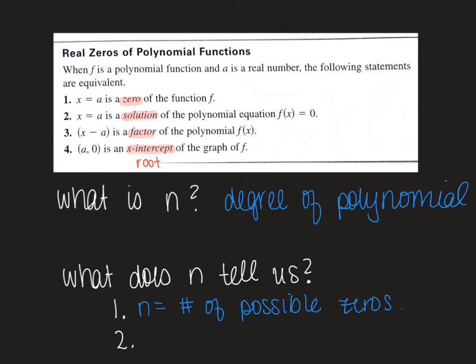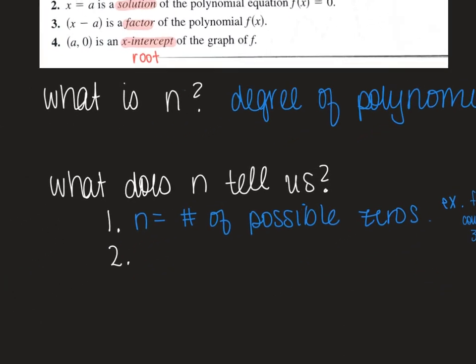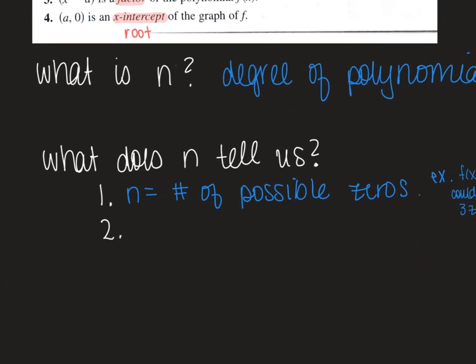So if you have something that has a degree of 3, for an example, if you had f of x equals x cubed, that could potentially have 3 zeros. It could have 3, it could have 2, it could have 1, and it could have none. But at most, the maximum number of zeros that it could have is 3, because that's what the degree is. Now, the second thing that n tells us, it also tells us how many turning points we would have.